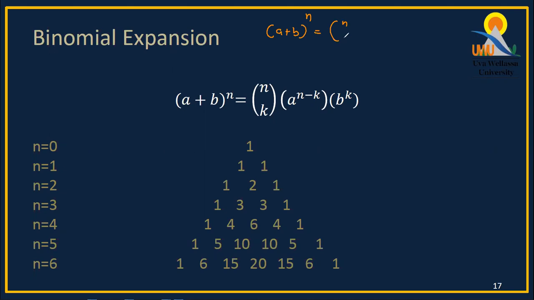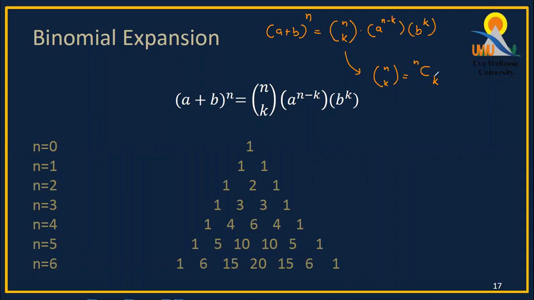Here, nCk is the combination, and this has to be multiplied with a to the power n minus k into b to the power k. a to the power n minus k into b to the power k. Now, this combination nCk is a notation, and it means that we need to choose k number of elements out of n.